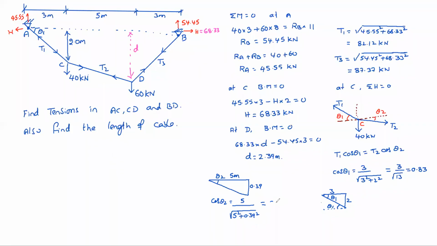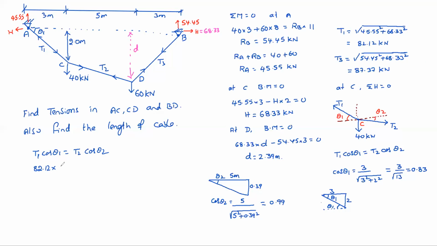0.99. That is cos theta 2. So now we can substitute here. T1 cos theta 1 equal to T2 cos theta 2. So T1 is 82.12.